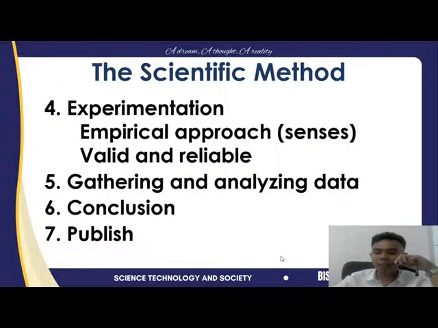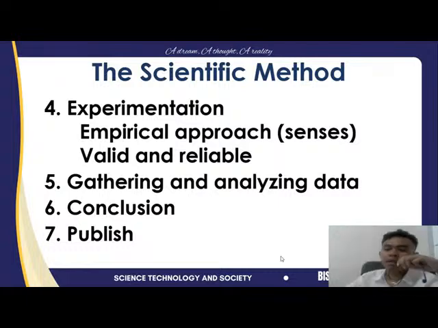So you cannot just do the experimentation once, and then proceed right away to the gathering and analyzing data. Well, of course, it depends on what your study needs. So when you don't have a clearer view about your experiment, you can repeat that. You can dwell more on that area, on that part of the scientific method.